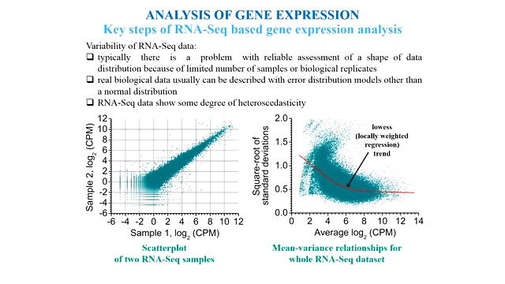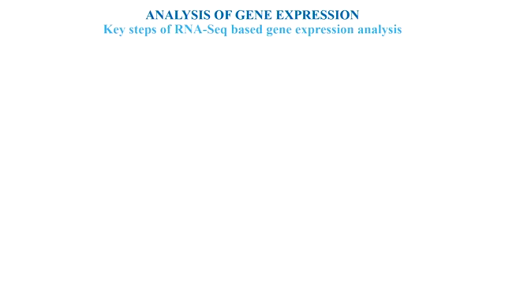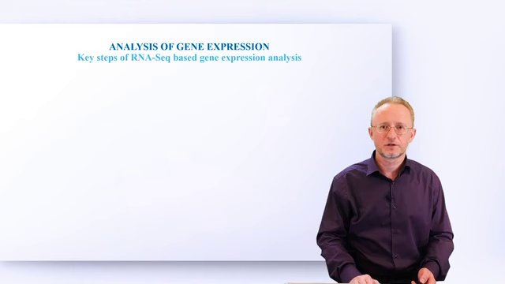Moreover, raw biological data, including RNA-seq data as well, usually can be described with a raw distribution model other than a normal distribution. One of the most effective solutions to the problem of the RNA-seq data variability was proposed by Law and colleagues in the method called VOOM.